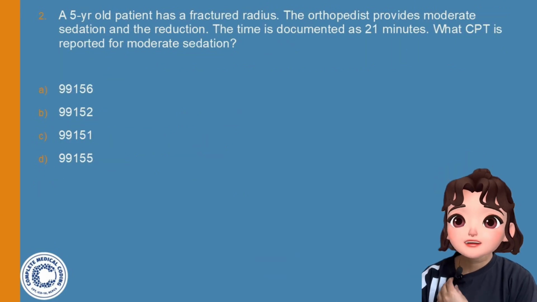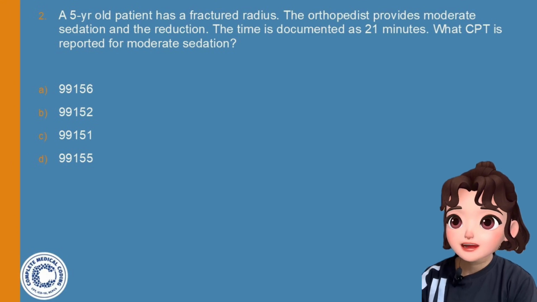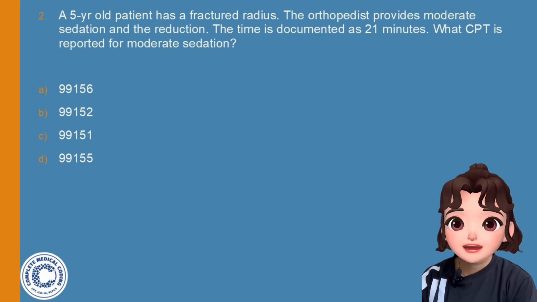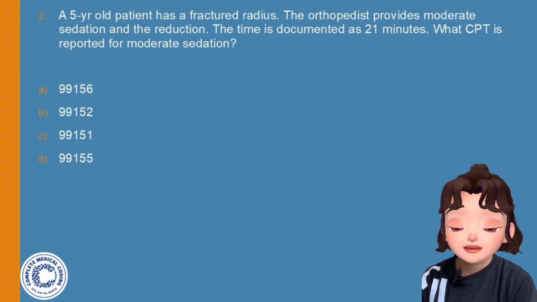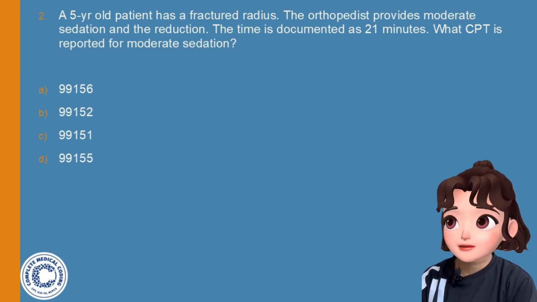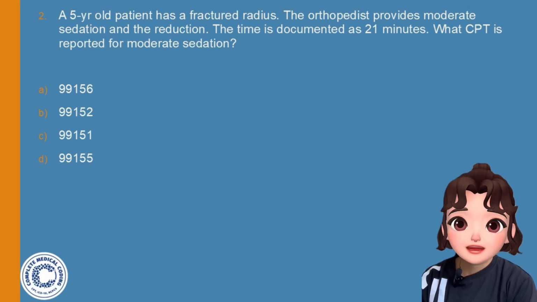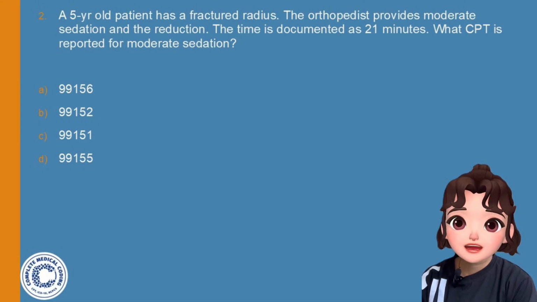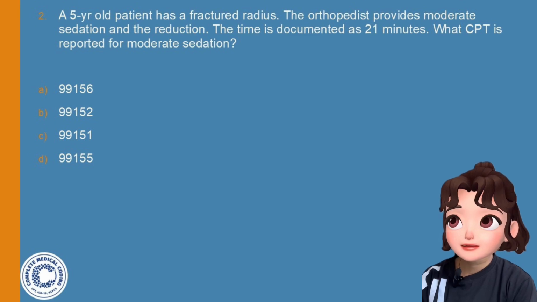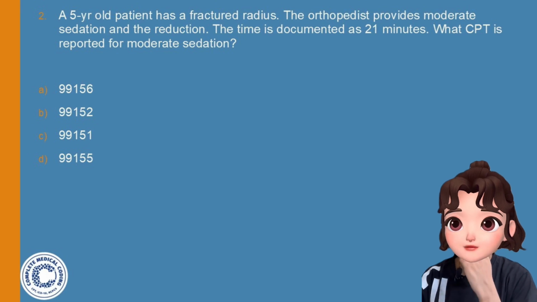Now let's look at the second question. A 5-year-old patient has a fractured radius. The orthopedist provides moderate sedation and the reduction. The time is documented as 21 minutes. What CPT code is reported for the moderate sedation? So here the procedure done is moderate sedation and the reduction. What is the question? We have to code for the moderate sedation.